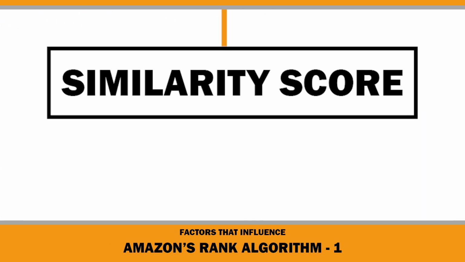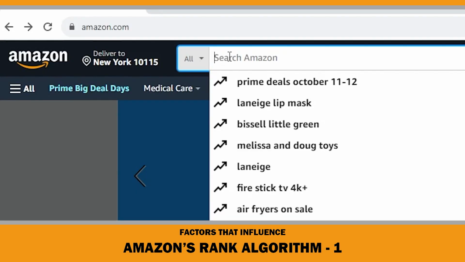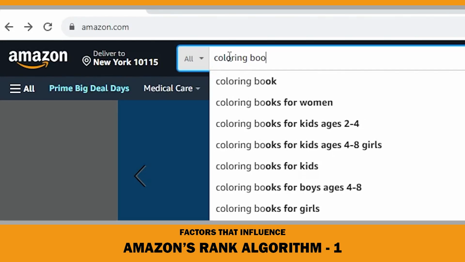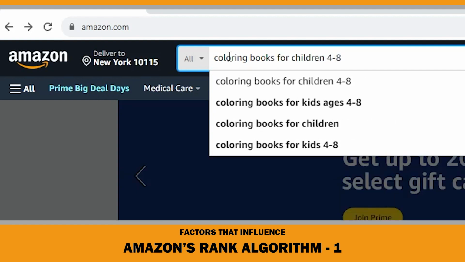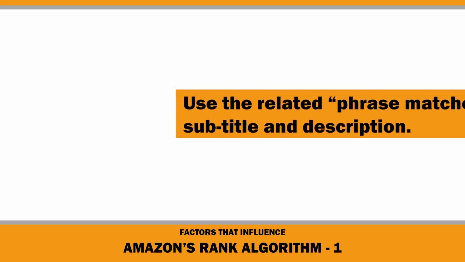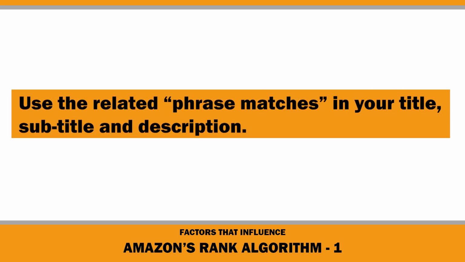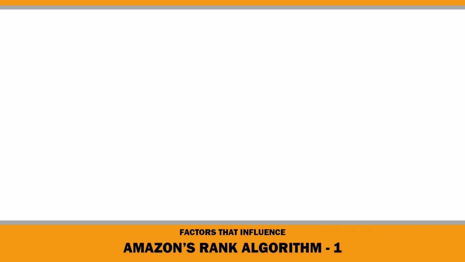So where can you find the best phrase matches for your Amazon KDP niche? It's quite simple. The autocomplete feature on the Amazon search box is a great way to find popular long-tail keywords and phrase matches related to your KDP book. So use the related phrase matches in your title, subtitle, and description. But of course, make sure your book's metadata adheres to Amazon KDP guidelines.